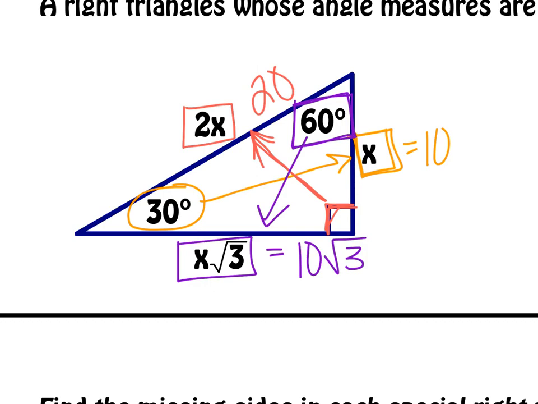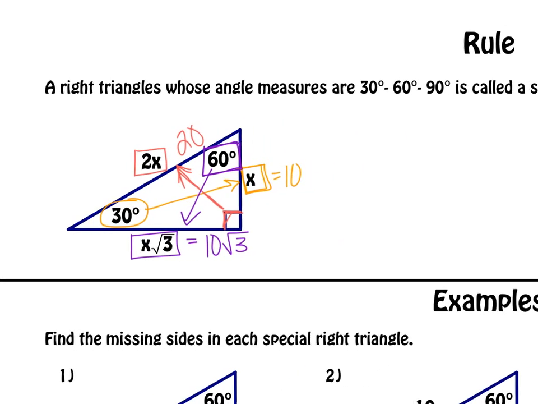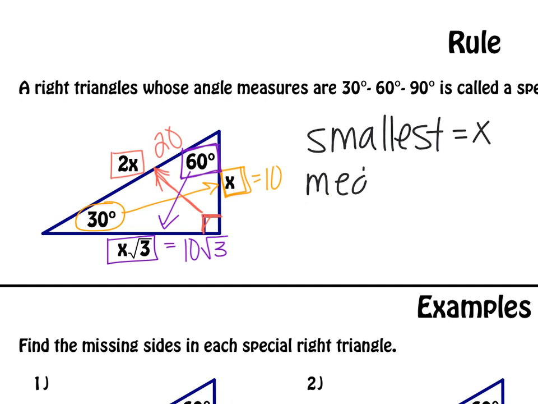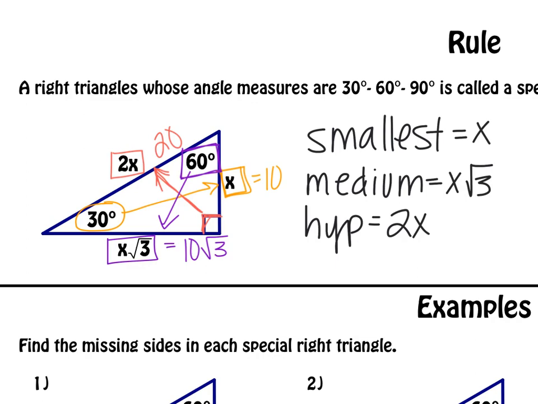Okay, so if I were to zoom out, some things to remember is that the smallest side is always going to be x. And remember, the smallest side is always across from the smallest angle. Our second side, our medium side, is always x square root 3. And our hypotenuse is always going to be 2x.